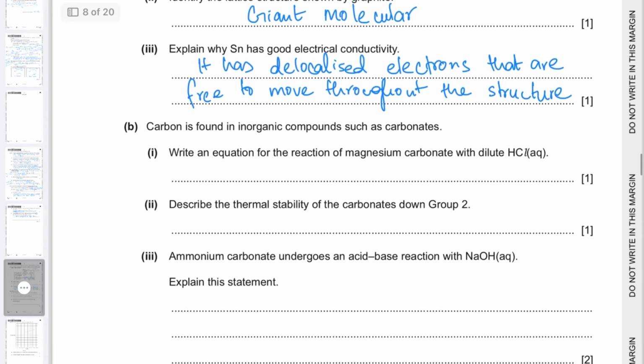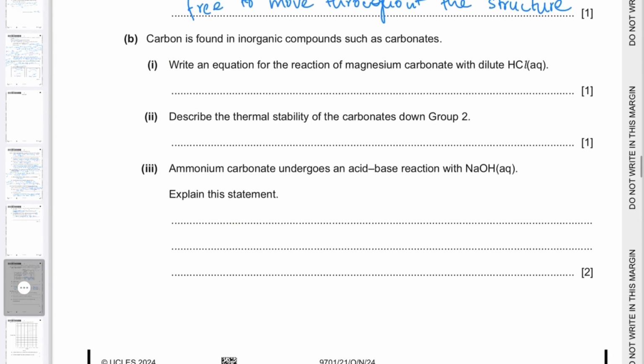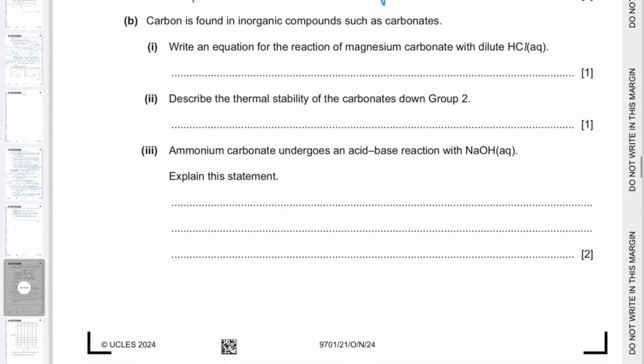B. Carbon is found in inorganic compounds such as carbonates. Write an equation for the reaction of magnesium carbonate with dilute hydrochloric acid. So magnesium carbonate reacts with HCl to form magnesium chloride. So that's 2 chlorine atoms as well as water and carbon dioxide.